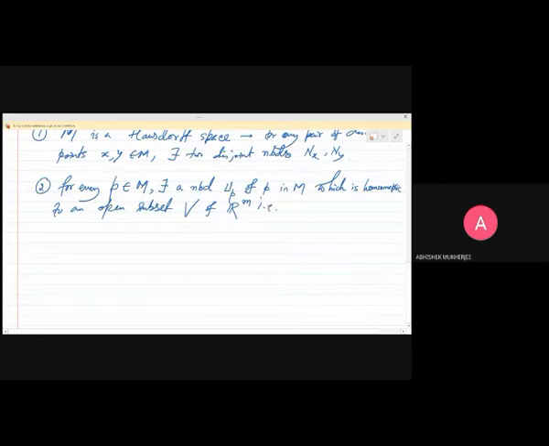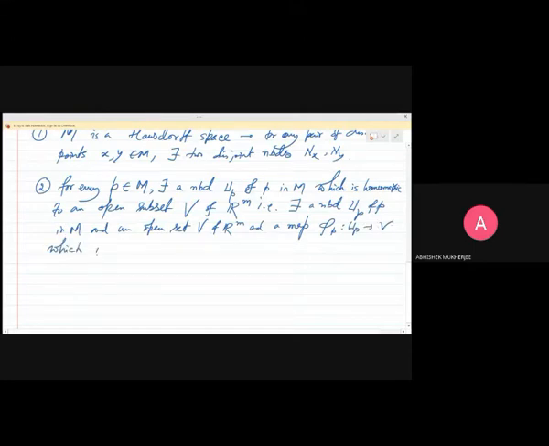That is, there exists a neighborhood UP of P in M and an open subset V of Rm and a map phi P from UP to V, which is a homeomorphism. Okay.